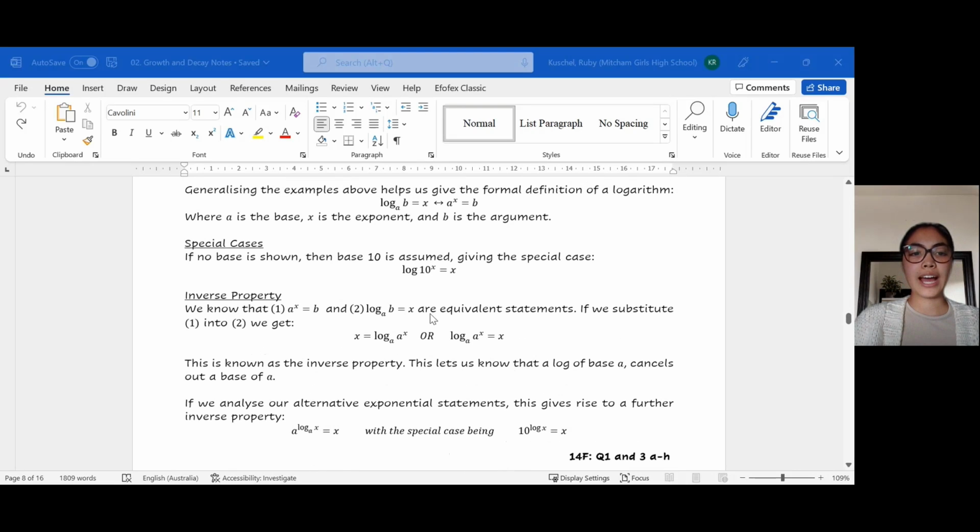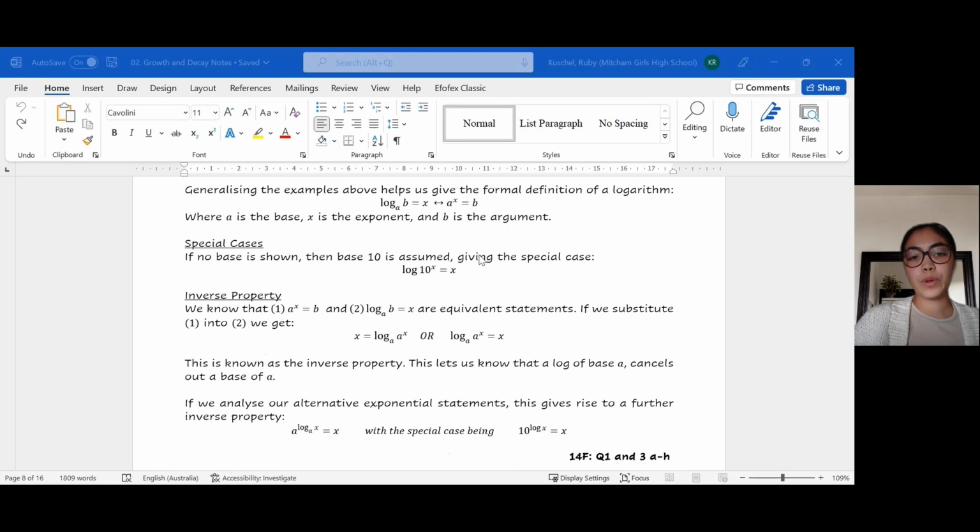We can now have a look at some of our special cases as well. Sometimes we see something like this where it just says log of 10 to the power of x is equal to x. And we can see in between, there's not this log base of a or anything. In this case, we will always assume that if there is nothing written next to my log, then this is a log base of 10. And this is what it gives us in this case.